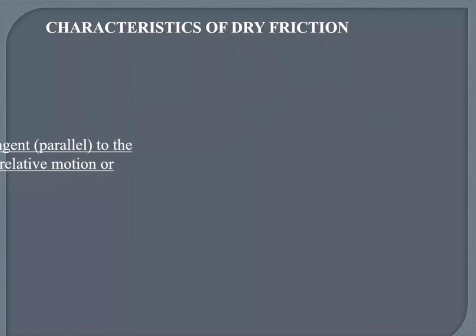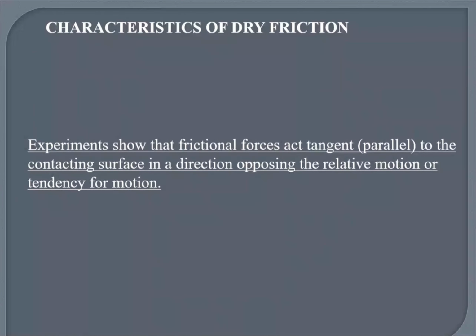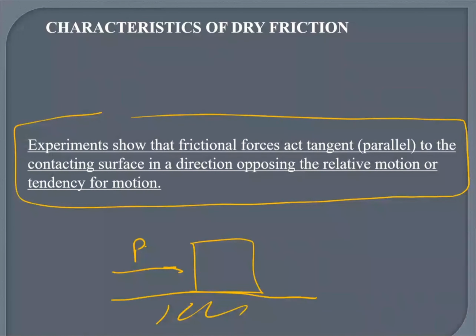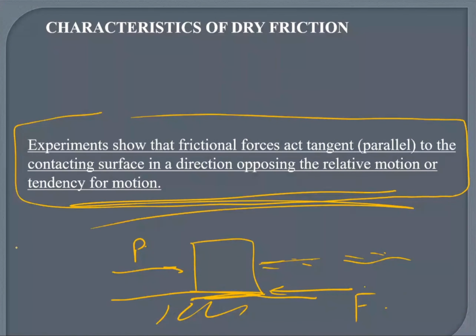Let's move on. Okay, experiment shows that friction force acts tangent, parallel to the contact surface, in the direction opposing the relative motion or tendency for motion. A box on a floor, I've got P force here. The friction force will be tangent to the surface, parallel to the motion, opposite to the motion, but parallel. Okay, that's what it says here.